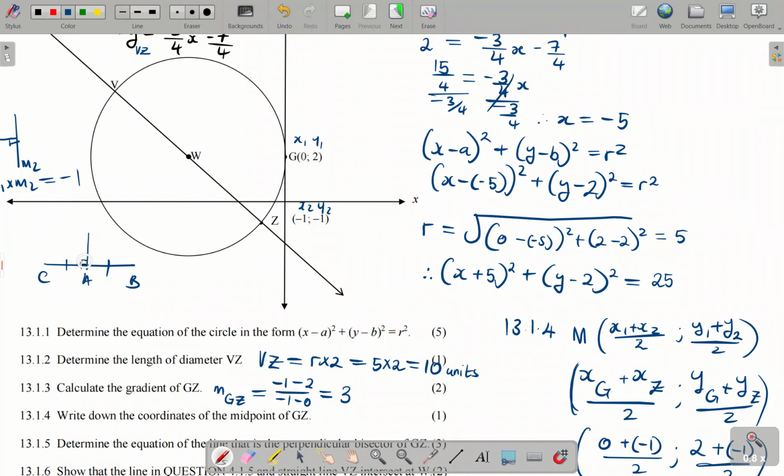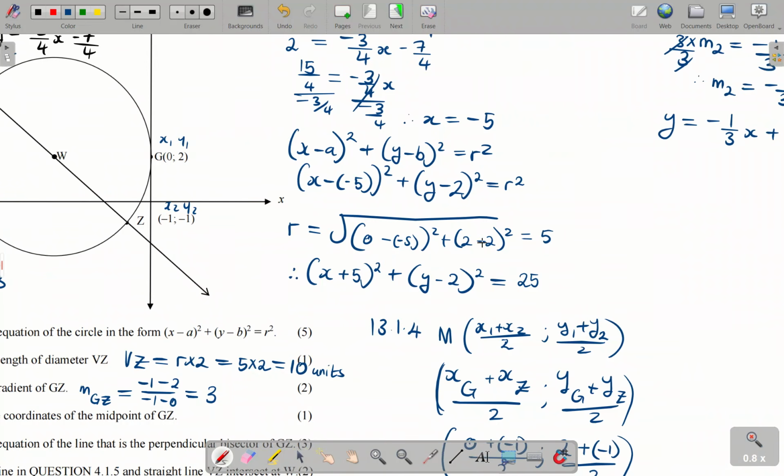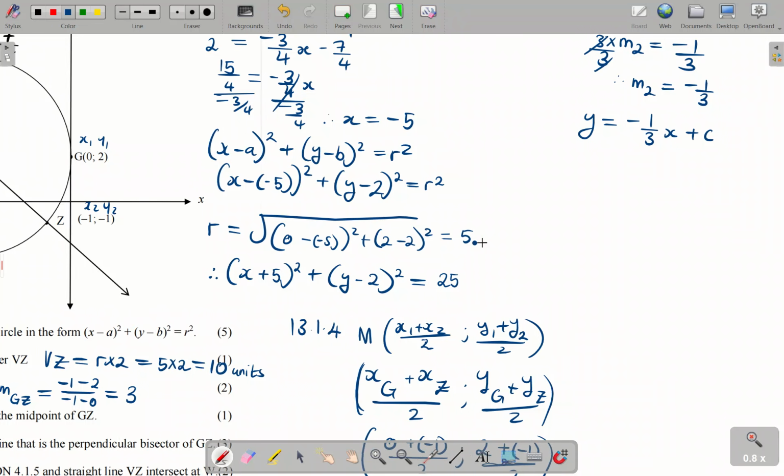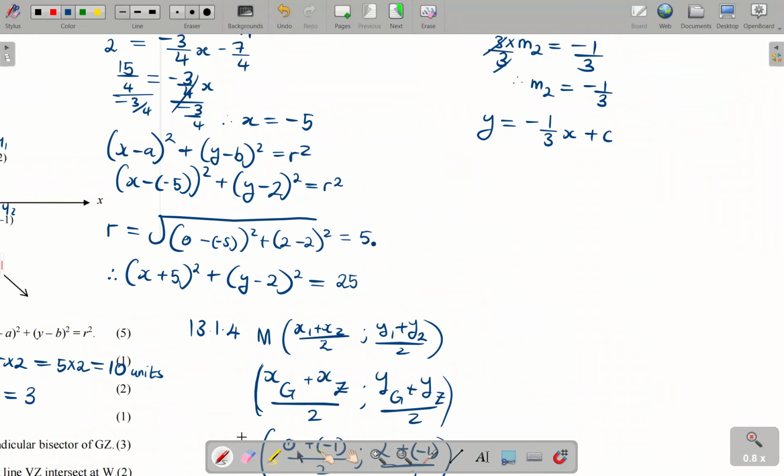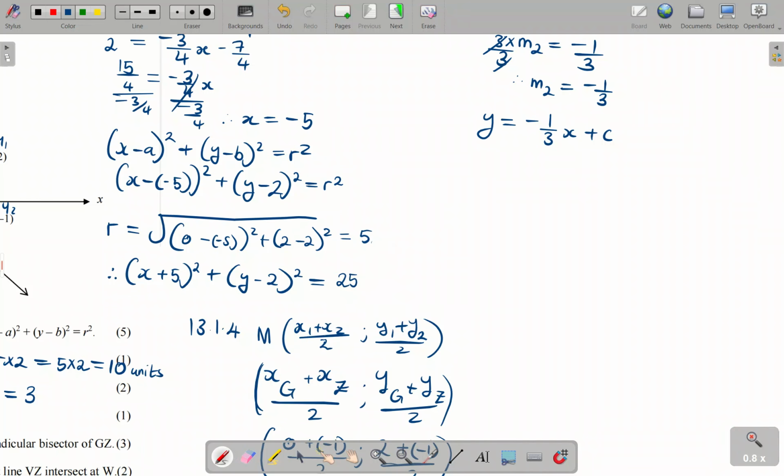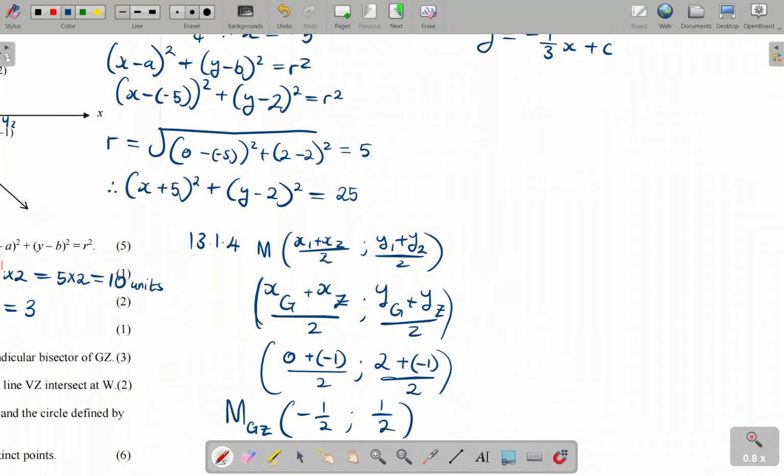That's the perpendicular bisector, 90 degrees there. Since this line is a perpendicular bisector to GZ, it has to pass through the midpoint. So we're just going to use the point where the bisection is happening, the midpoint. So we have the midpoint coordinate, which is that.